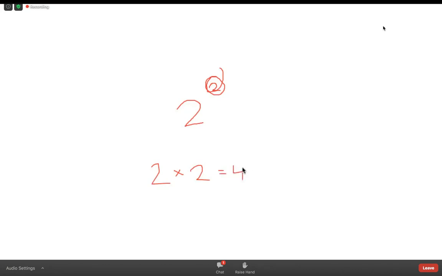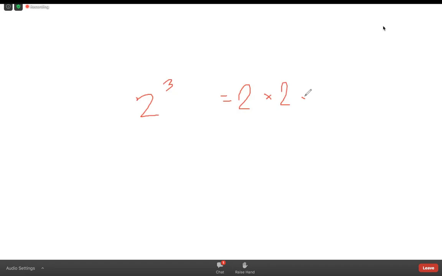And then let's say we have 2 to the power of 3. That equals 6. Not quite. That would be 2 times 3. So 2 to the power of 3 is 2 times 2 times 2. You basically multiply the bottom number by itself 3 times because it's to the power of 3. Oh, so that would equal 8. 2 times 2 times 2 is 8.